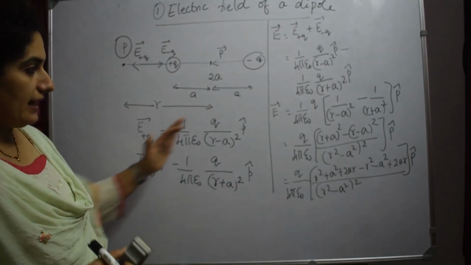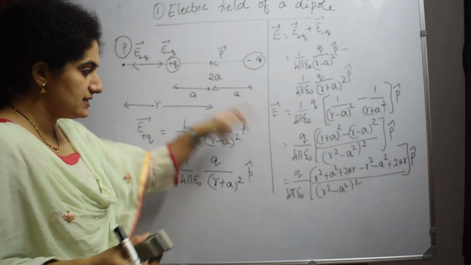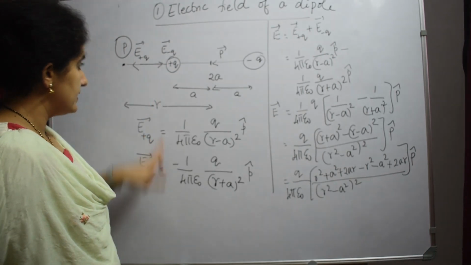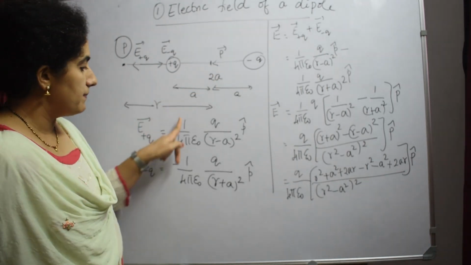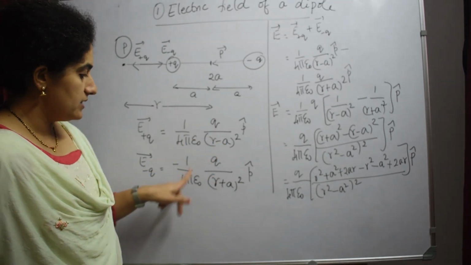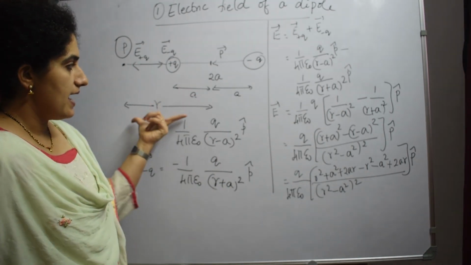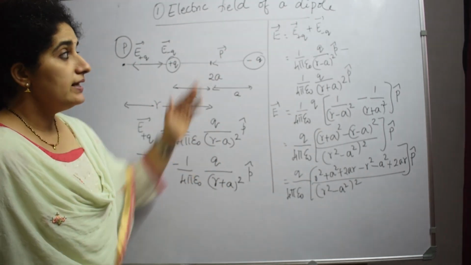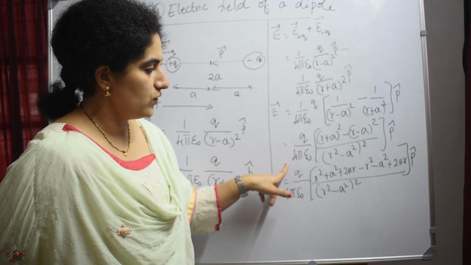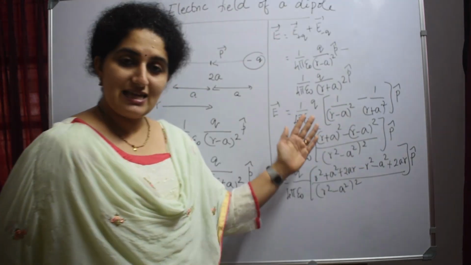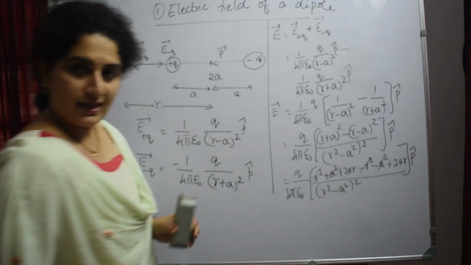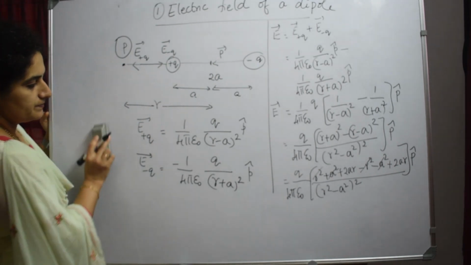So what I have done, I just explain again so that I can erase this much and write the next concept. So E due to plus q charge and E due to minus q charge: 1 by 4 pi epsilon naught q divided by r minus a whole square and minus q divided by r plus a whole square, that is from minus q. Then you have to add the two equations and take the common term outside, q by 4 pi epsilon naught. It is a simple mathematics. Take the LCM and here you can see that these two terms will be cancelled. Correct? Now we will simplify this one.